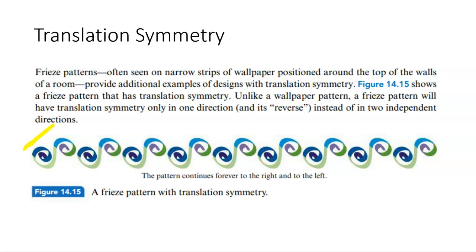This image here is just moving to the right and to the left. It's not moving up and down. And so it's only got one direction instead of two.